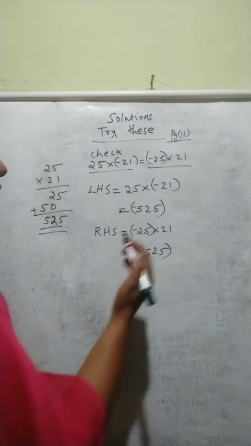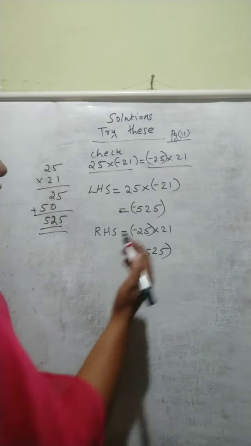So we can say that LHS and RHS are equal. So the given statement is true. Next question is negative 23 multiplied by 20 is equal to 23 multiplied by negative 20.